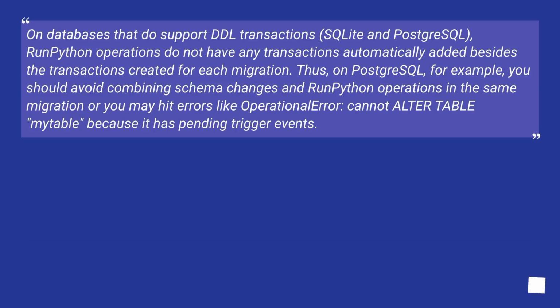On databases that do support DDL transactions, SQLite and PostgreSQL, RunPython operations do not have any transactions automatically added besides the transactions created for each migration. Thus, on PostgreSQL, for example, you should avoid combining schema changes and RunPython operations in the same migration, or you may hit errors like OperationalError: cannot ALTER TABLE because it has pending trigger events.